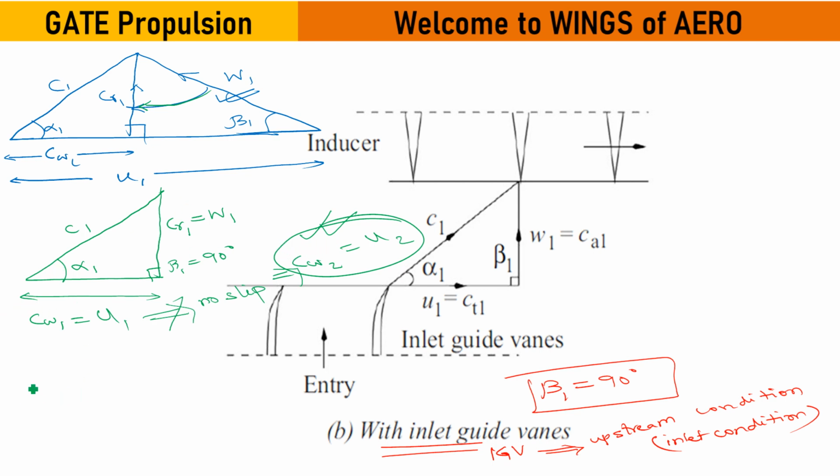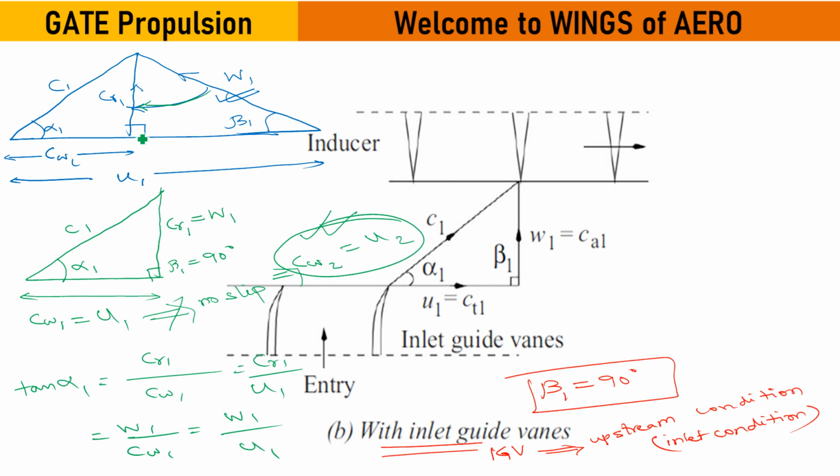Now how can you find the unknown parameter? Take any one, like here tan alpha 1. Tan alpha 1, what is the height by base? So you can write CR1 by CW1, or CR1 by U1, or W1 by CW1, or W1 by U1. Four possibilities you can write using tan alpha 1. Similarly sin alpha 1 and cos alpha 1, you can also write likewise.